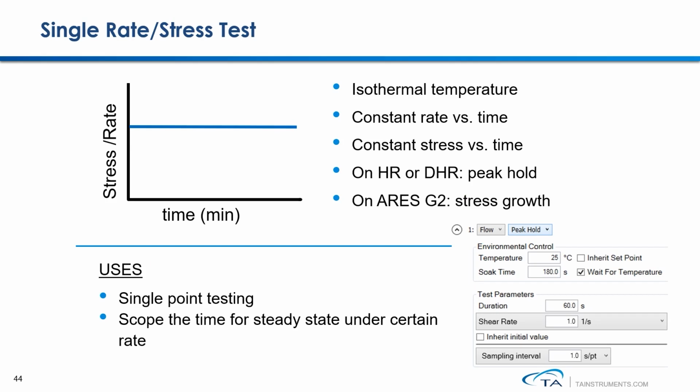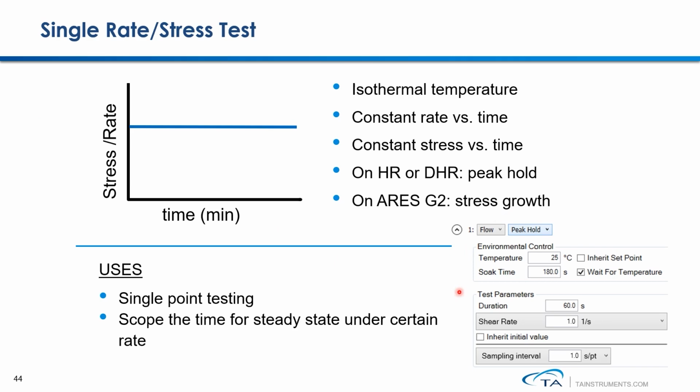The first method is a single rate or single stress test. This is the simplest experiment you can program using your rheometer. A single rate test is an isothermal experiment. You load your sample to the instrument and hold it at an isothermal temperature. And then you program your instrument geometry to be rotated under a constant shear rate or shear stress. And then you perform the measurement as a function of time.